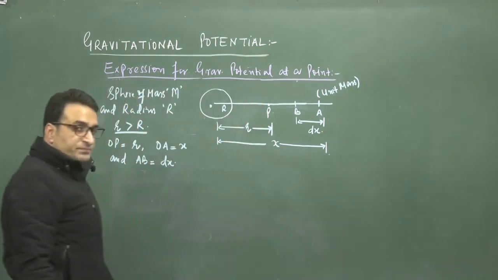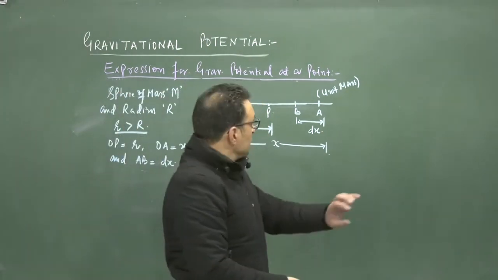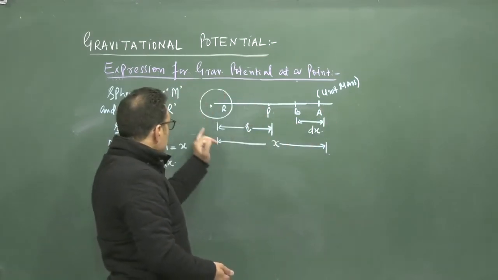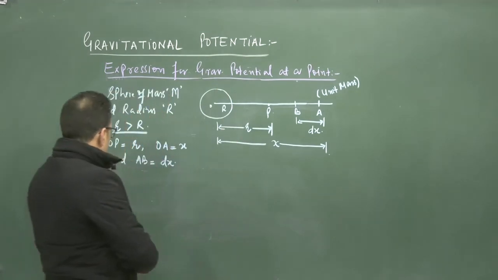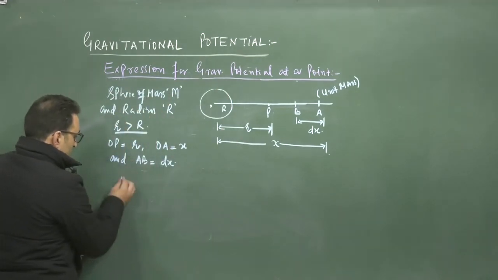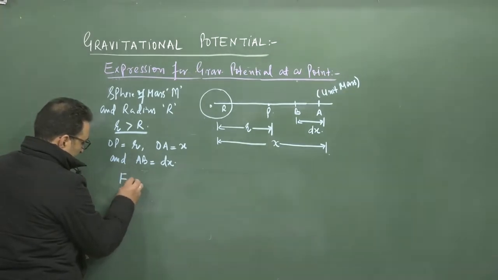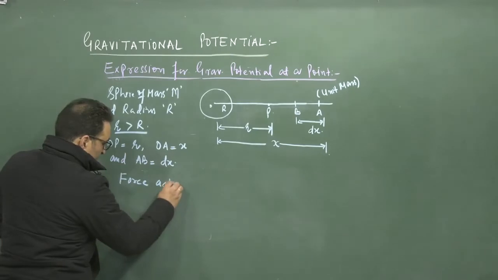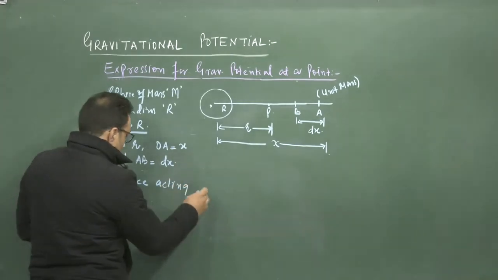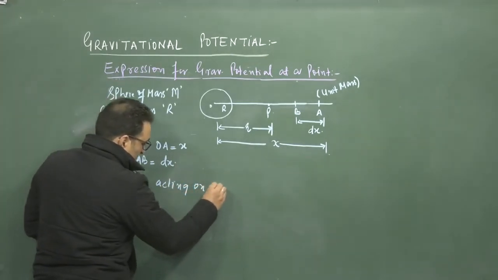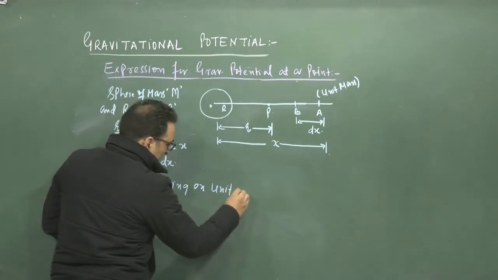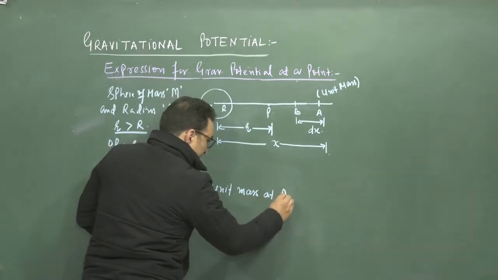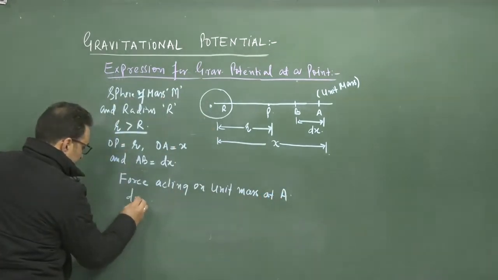at point A. Now this body of unit mass will experience the force due to this mass, that is due to the earth. Now I will write the force acting on unit mass at A due to earth.